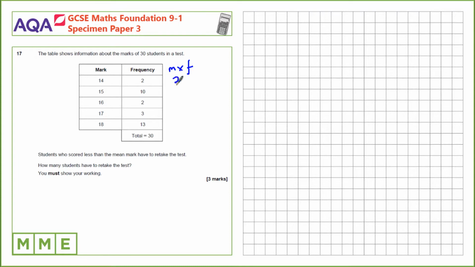So 14 times 2 is 28. 15 times 10 is 150. 16 times 2 is 32. 17 times 3 is 17, 34, 51.